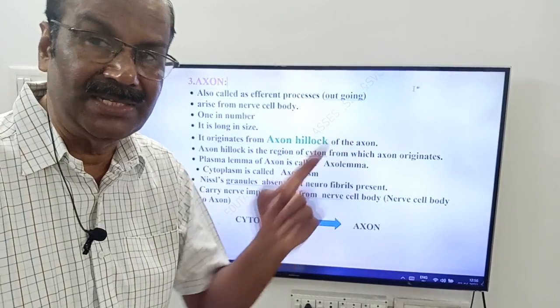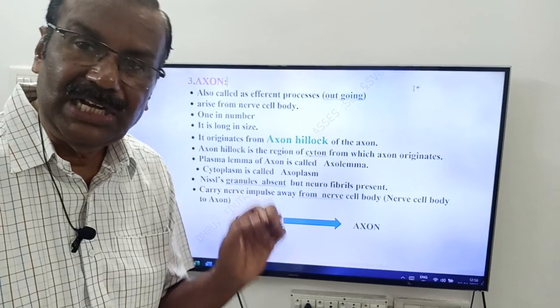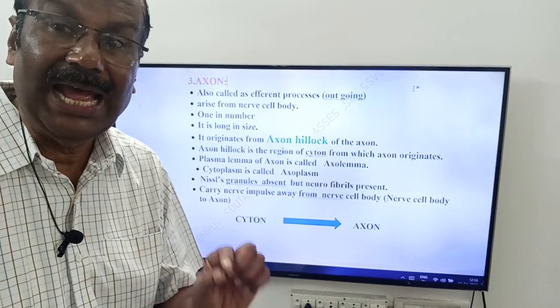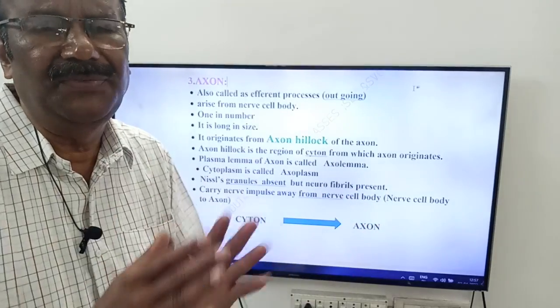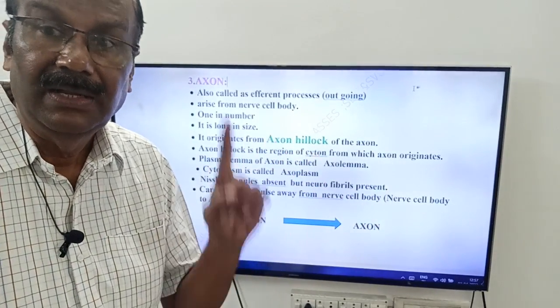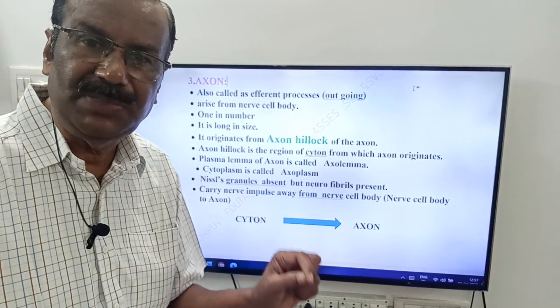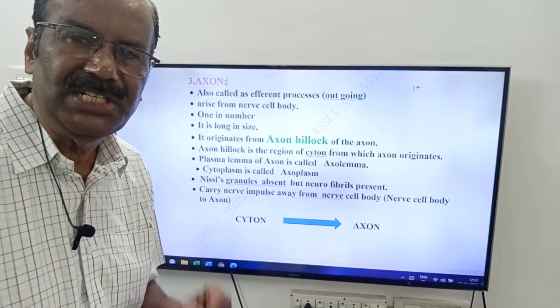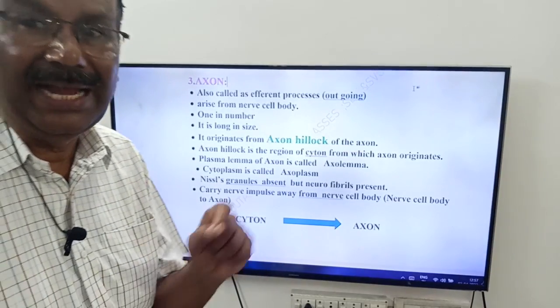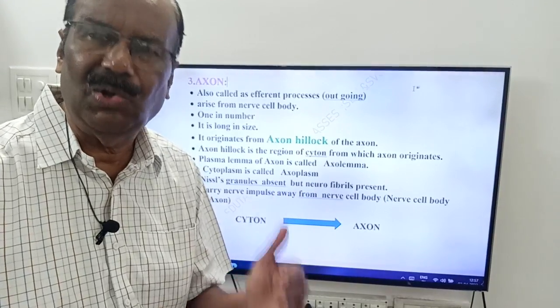Friends, you know neuroplasm. It is the cytoplasm of the nerve cell body. The cytoplasm of the axon is called axoplasm. Please don't get confused, friends. The cytoplasm present in the cyton, the nerve cell body, is called neuroplasm. The cytoplasm present in the axon is called axoplasm. The axon hillock is the site from where the axon originates.